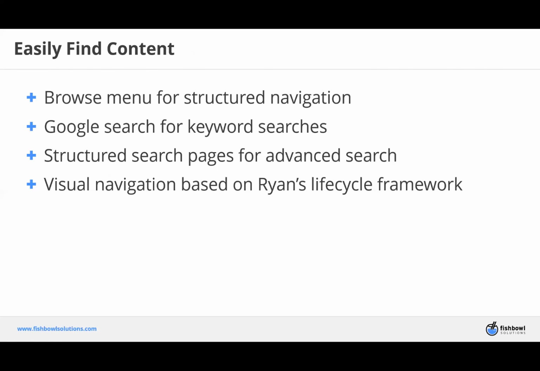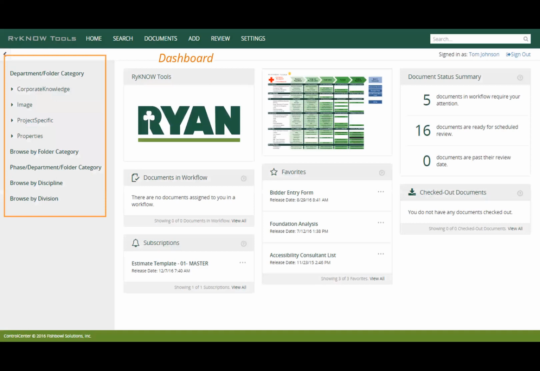There's a browse menu, which really provides for that structured navigation. You can do Google-like searching. You can do structured searches, which is the closest to what you might think of as profile-based searches, so that's still supported. And then we created a custom visual nav for Ryan that I'll show you. So to start, we'll take a look at the browse navigation.